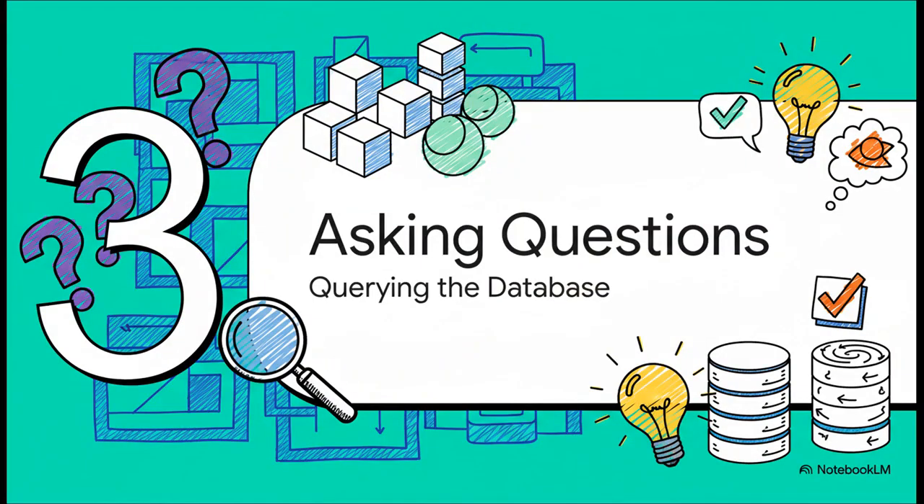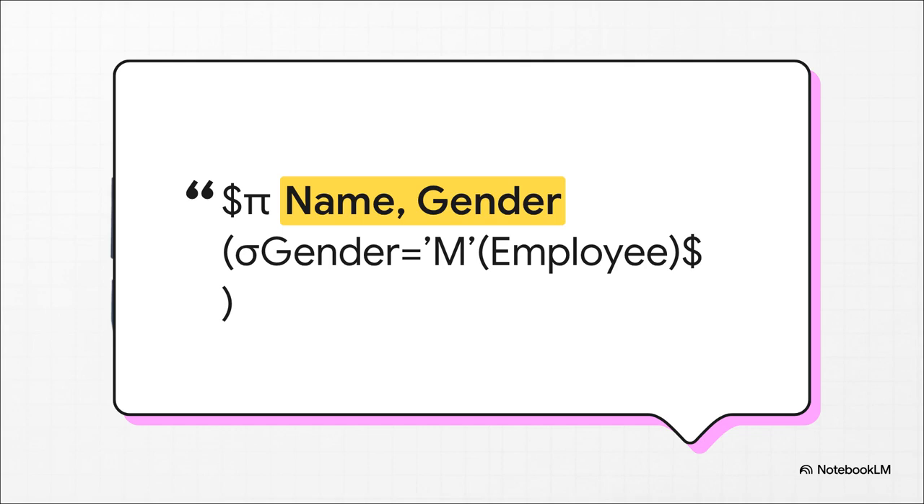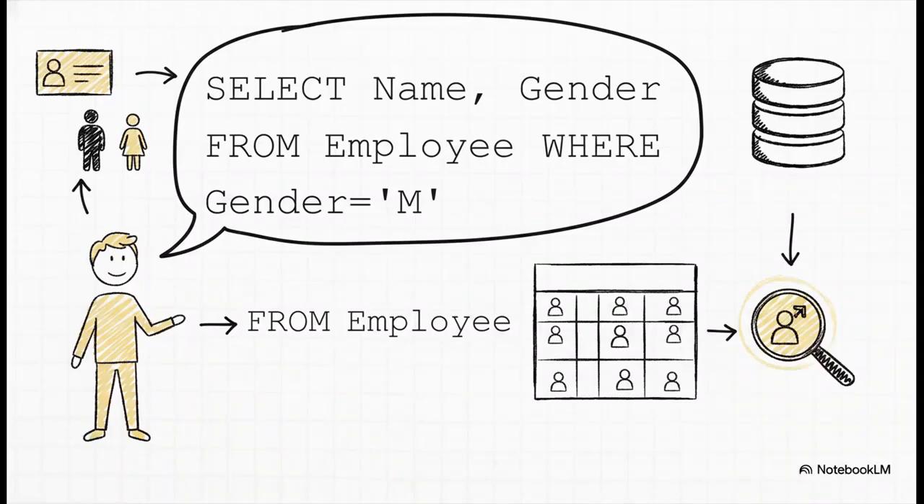Okay, and now for the real payoff. We've got a solid blueprint, we've got clean data, now it's time to actually use it, to ask questions and get some answers. In the academic world, a question you ask a database can look, well, like this. It's called relational algebra. I know, it looks like a crazy math problem, but all it's really asking is, hey, from that employee table, can you select all the people whose gender is male, and then just show me their name and gender?